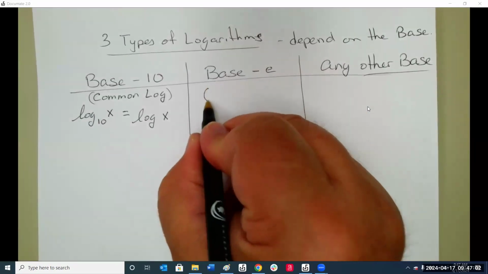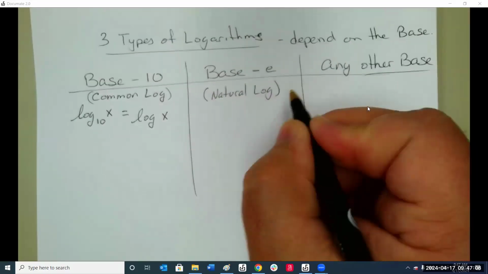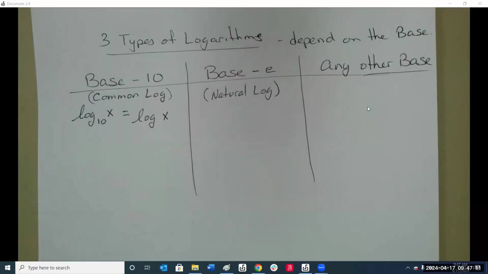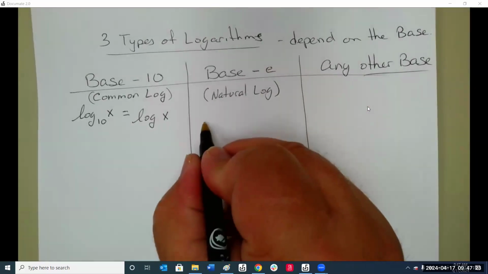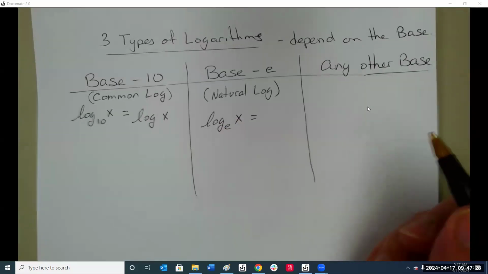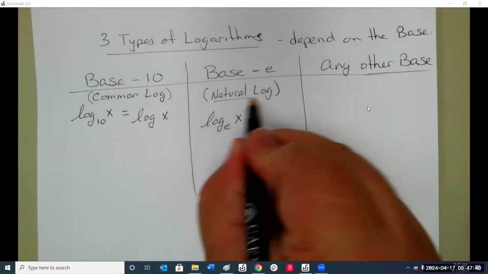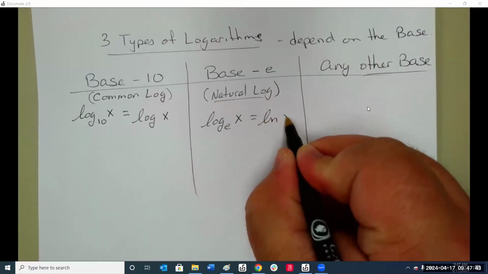If it's base E, we call that a natural log, because that's what we use in biology and chemistry. It happens in nature. We do all our calculations with that. So it's a log base E. Remember, E is a constant. We talked about it last class. What is E's value? 2.71828. Yes, so it's a constant. If you have a log base E, it's called a natural log, and we just write it as ln x.